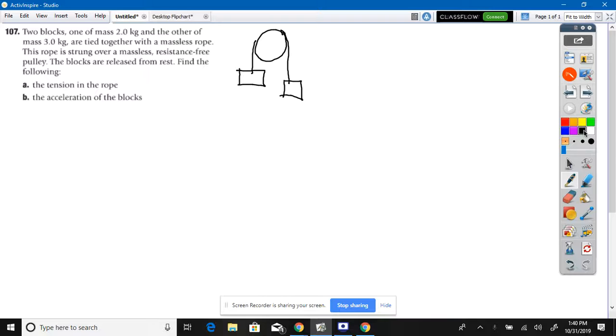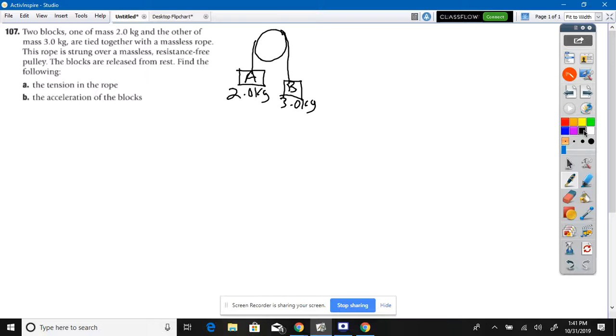One pulley. Two blocks tied together with a massless rope, strung over a massless, resistance-free pulley. This is block B. It's 3.0 kilograms. This is A, 2.0 kilograms.